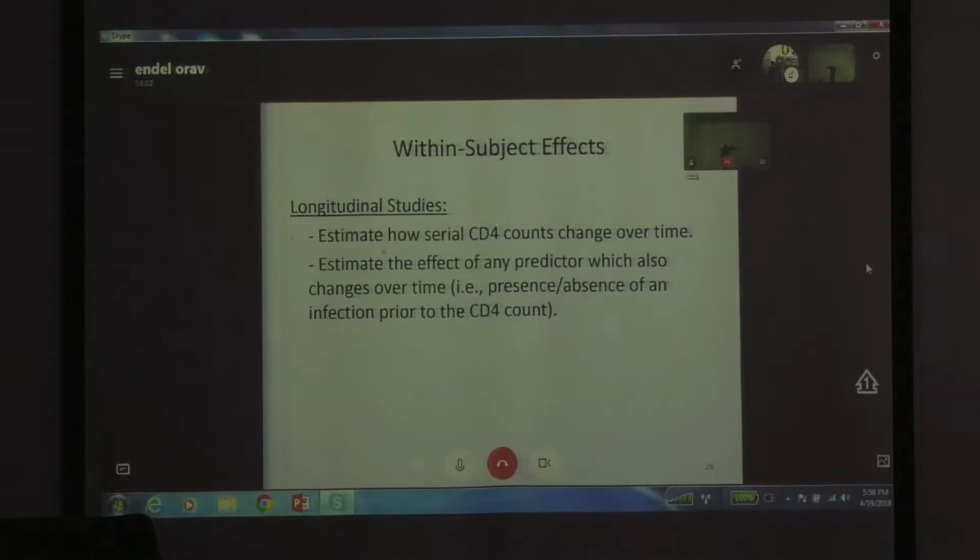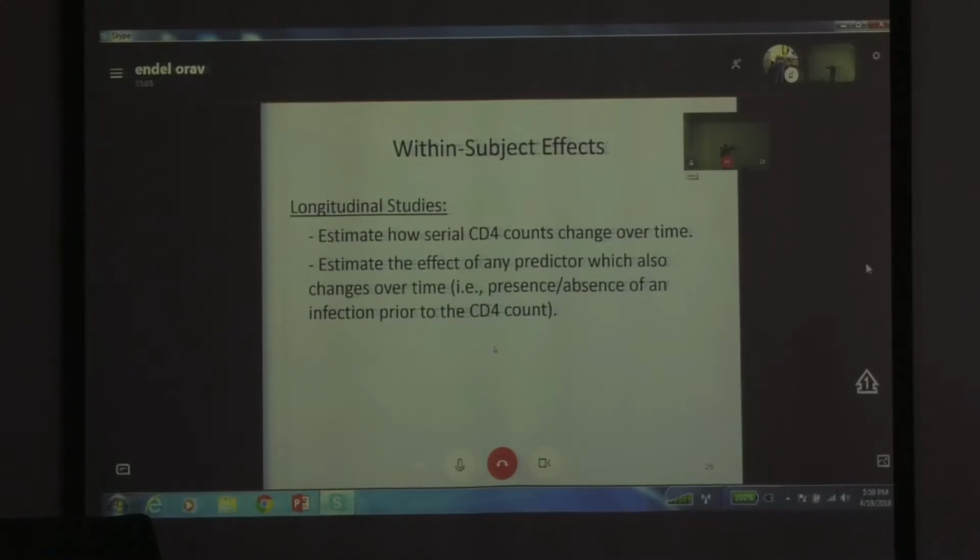If you're going to do within subjects, you want to see how serial CD4 counts change over time, or really look at any other predictor which changes over time. So does the presence of an infection prior to the CD4 count being measured change the CD4 count? That's also within subjects, since the infection occurs or not with each and every time point. In this case, it's a within subject effect, and the correlation will help you.